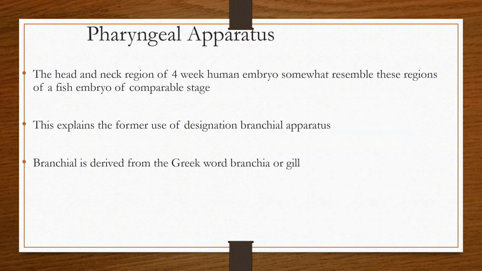Now we will move on to the pharyngeal apparatus. The head and neck region of the fourth week human embryo somewhat resembles these regions of the fish embryo of comparable stage. This explains the former use of the designation branchial apparatus. Branchial is derived from the Greek word branchia, or gill.